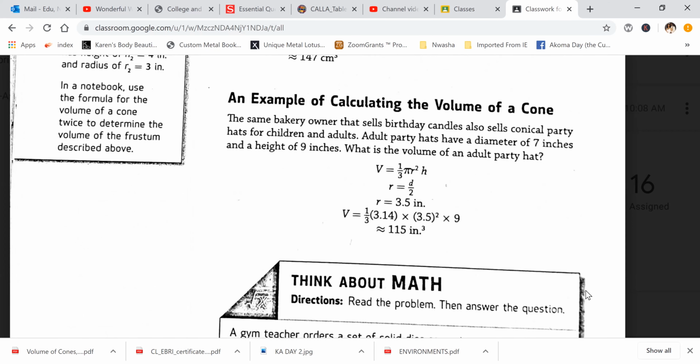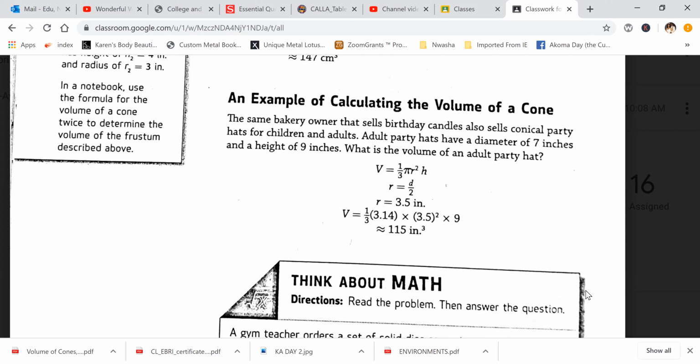Coming down a little bit more, I've got another example. The same bakery owner that sells birthday candles also sells conical party hats. So this is another example of a cone for children and adults. Adult party hats have a diameter of 7 inches and a height of 9 inches. What is the volume of an adult party hat? So now here they told you the word diameter, and you're coming back down to the 3.5 again. Once you cut the 7 in half, you get 3.5. So you're saying 3.5.